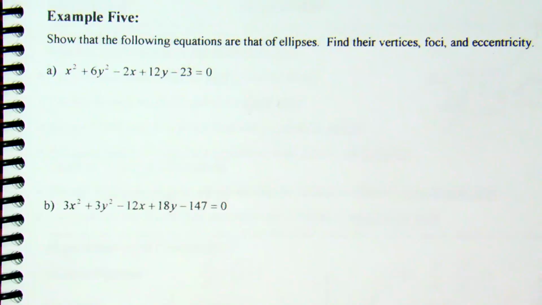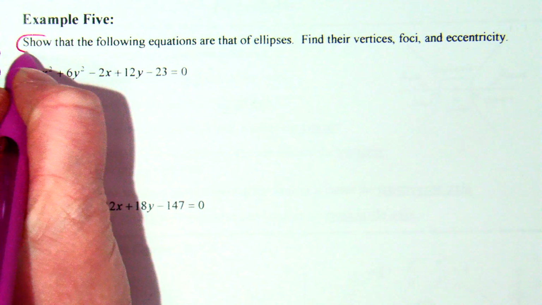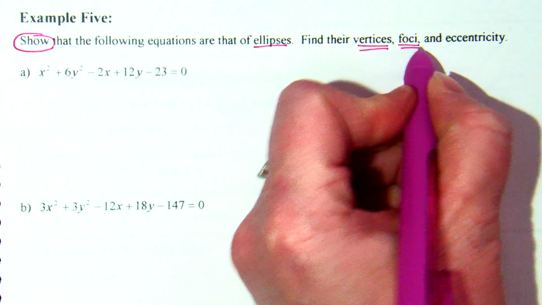Now, on this backside, there's actually 5A, B, and C. We are only doing 5A. These are time-consuming problems, I'll be honest. So, we are only doing 5A, and I say that because I'm going to kind of run down into 5B most likely. Okay? Show that the following equations are that of ellipses. So notice it says we need to show that this is an ellipse. And then we're going to find vertices, foci, and eccentricity.